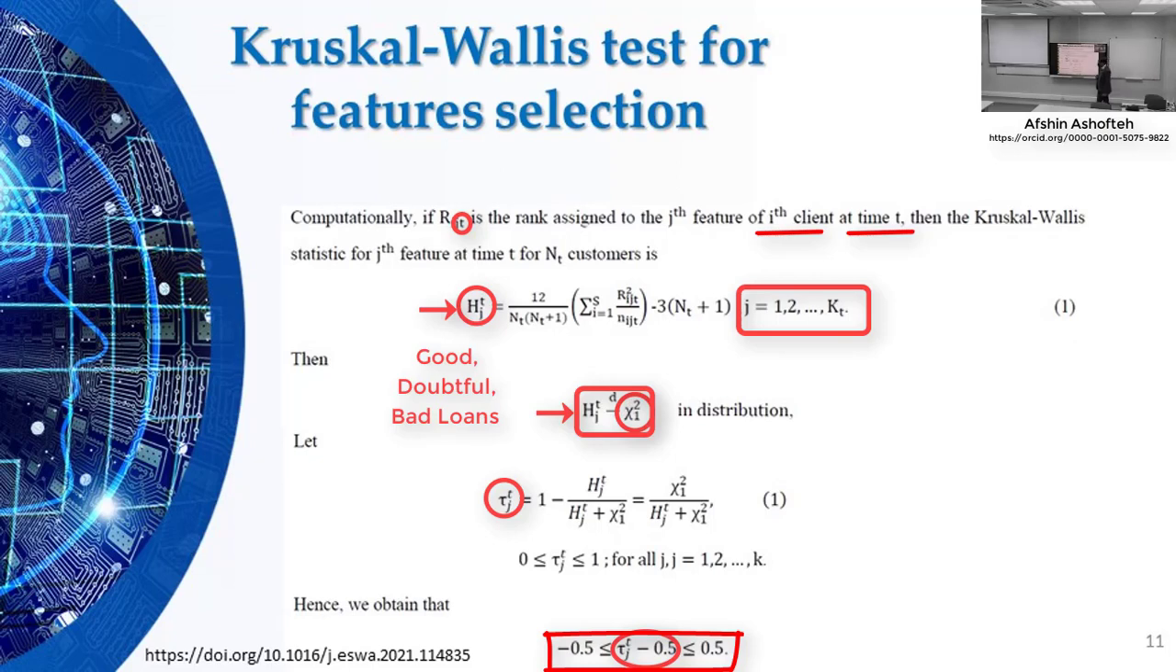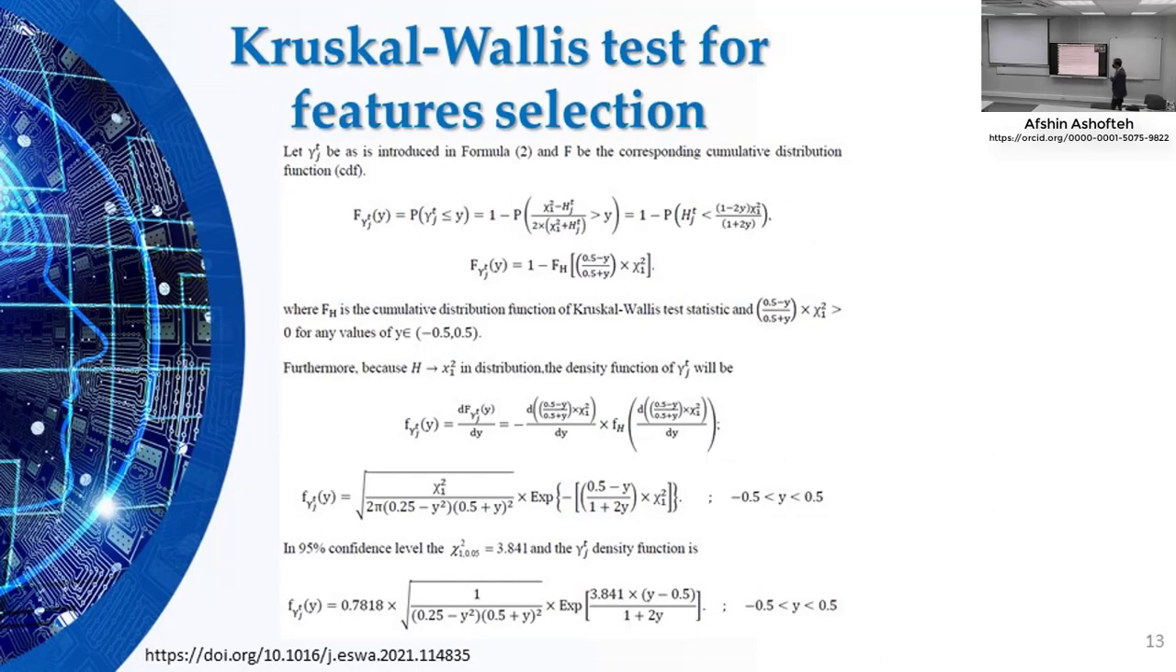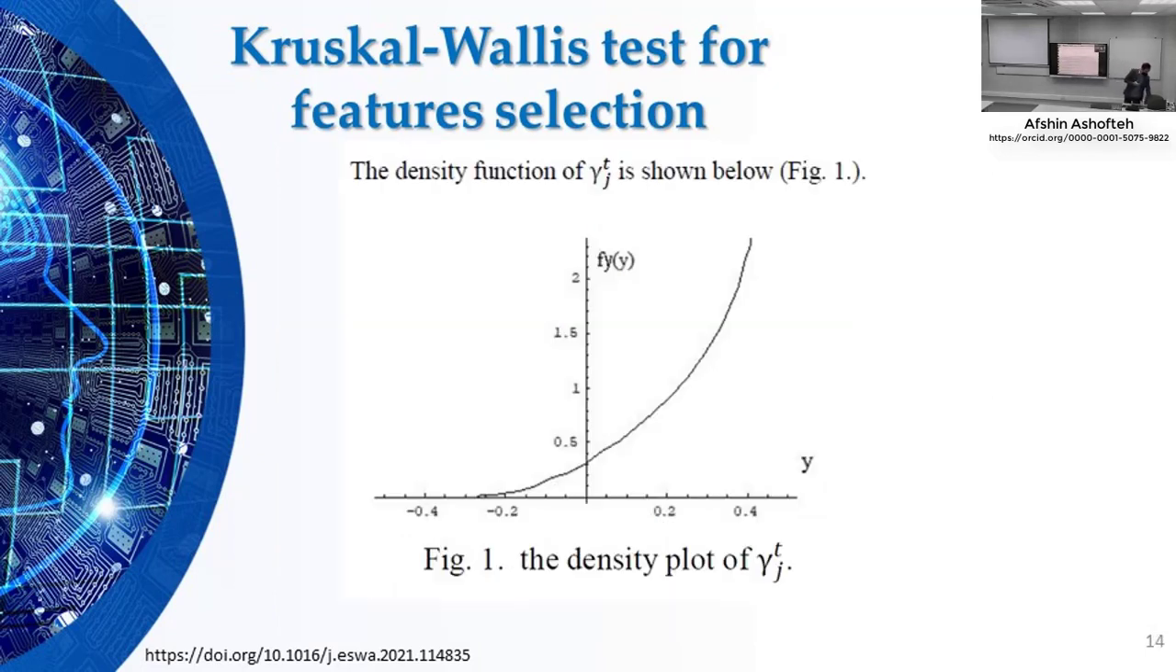And now we study the behavior of omega JT by looking at its distribution function. So now, if we calculate the corresponding cumulative distribution function of the Kruskal-Wallis statistics for any values of y between minus 0.5 and 0.5, the density function of omega JT would be as follows, okay, as we show here. Then we will have this figure as a result. It is clear that the majority of probability density, based on the area under the density function curve, for statistically significant features is between minus 0.3 and 0.